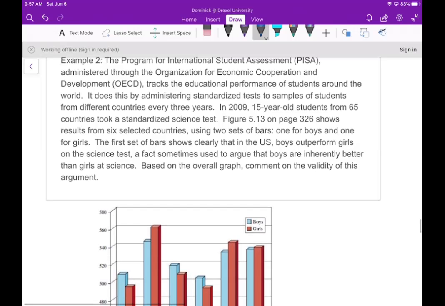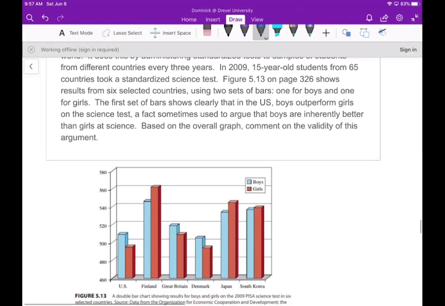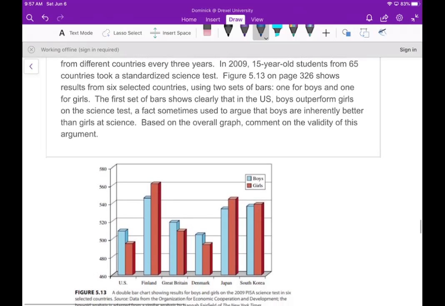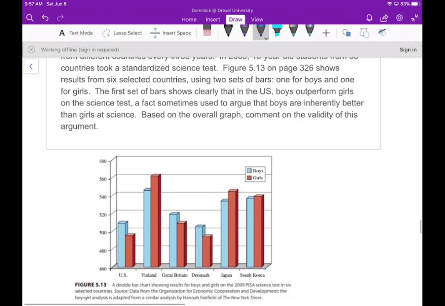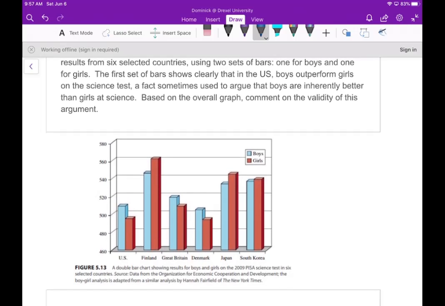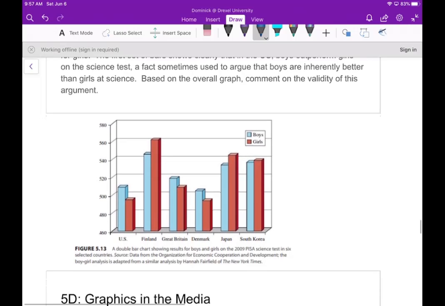Now, figure 5.13 on page 326, which I've copied here, shows results from 6 different countries, using 2 sets of bar graphs, one for boys and one for girls. Now, the first set of bars shows clearly that in the US, boys outperform girls on the science test, a fact sometimes used to argue that boys are inherently better than girls at science. But based on the overall graph, comment on the validity of this argument.